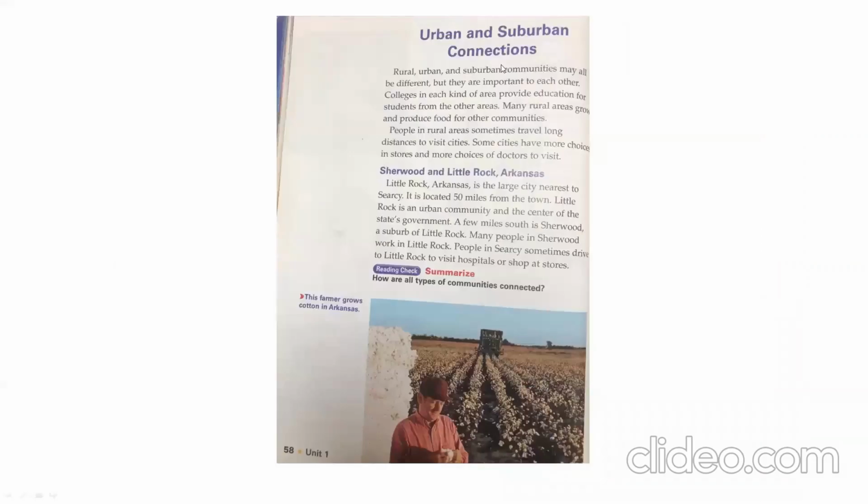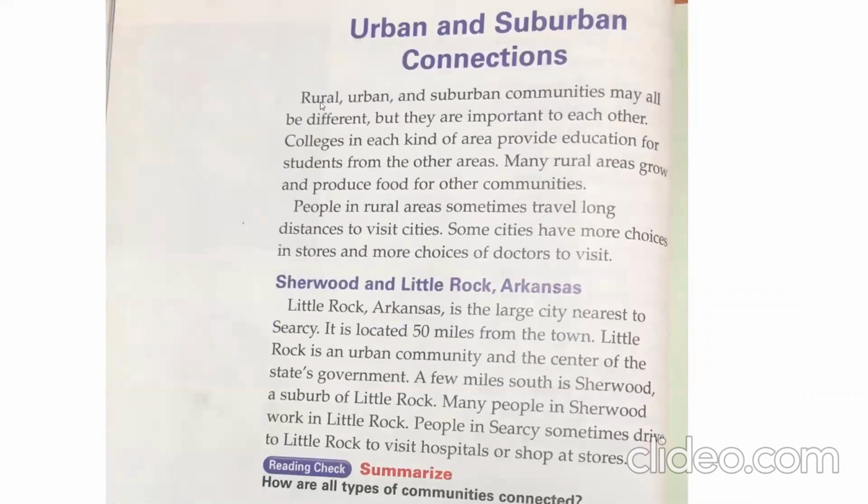Great. So now let's look at urban and suburban connections. Now let's have a closer view and let's read aloud. You can always pause this page, remember, and you can read through the sentences over and over again. Sometimes you need to read more than once in order to absorb information. So please do not hesitate to do that.